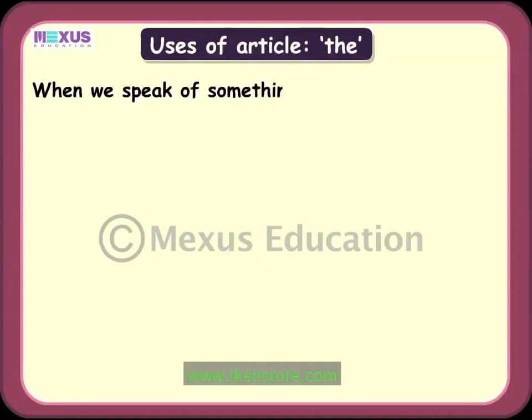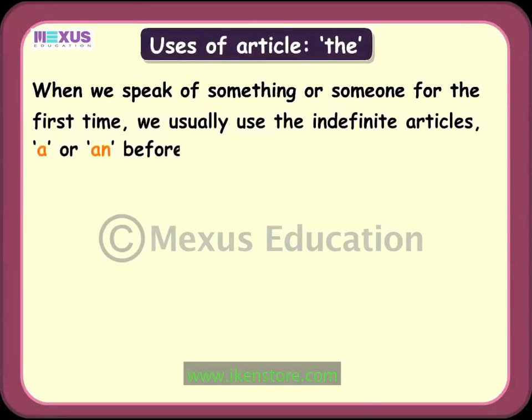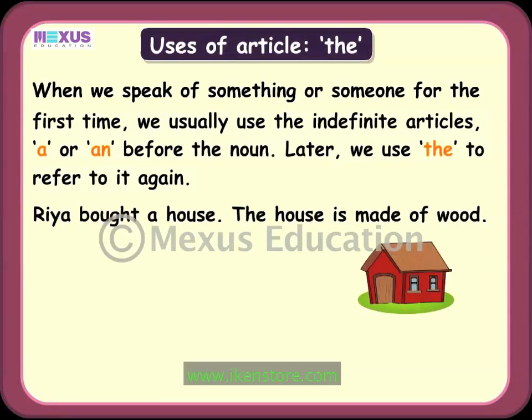When we speak of something or someone for the first time, we usually use the indefinite articles a or an before the noun. Later, we use the to refer to it again. For example, Ria bought a house. The house is made of wood. Here we say a house when we speak about it in the first sentence, but in the second sentence, we say the house, since we have already spoken about it in the first sentence.